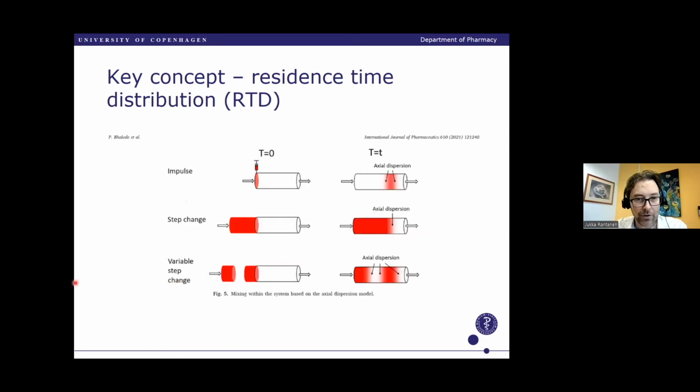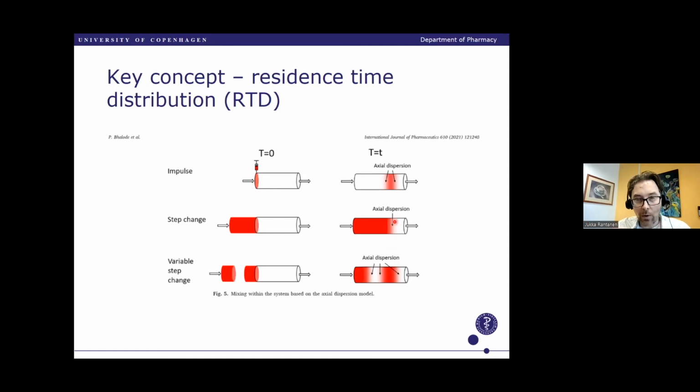And this can be visualized in many different ways. So this is one way of presenting this pulse or step change or variable step change. So then you can see that in the time point 0, then you have either this pulse going in or step change going in, and then you see how it's being distributed in the production geometry.